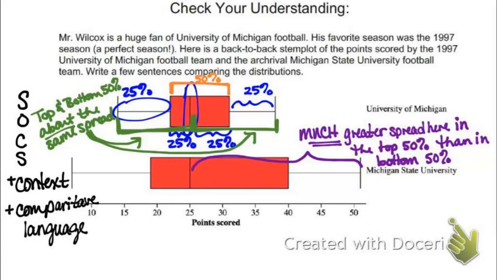I noticed here on Michigan State that if I look at the top half, so from the median to the maximum, there's a lot more variability there because it's more spread out than there is for the lower 50%. Overall, I did think that both graphs looked approximately symmetric. But again, from our median up to our maximum, there's a lot more spread for that upper half.